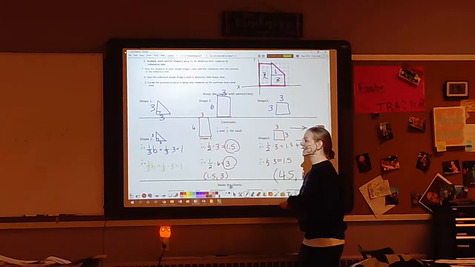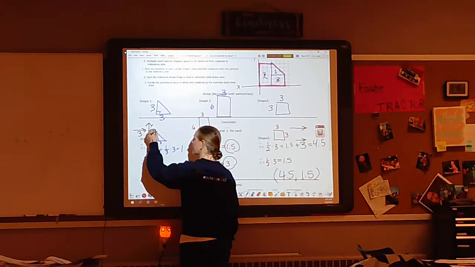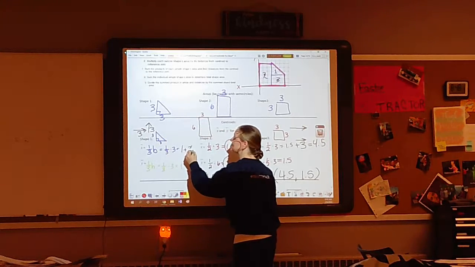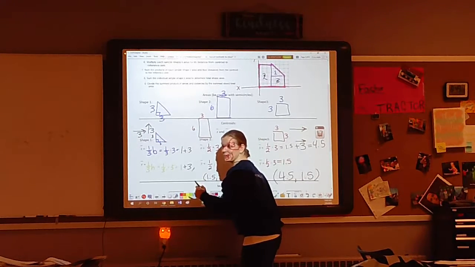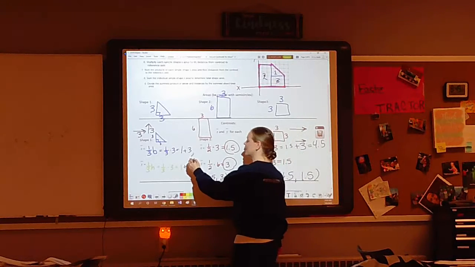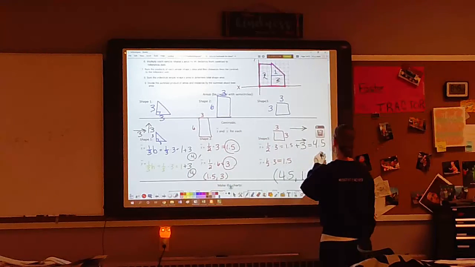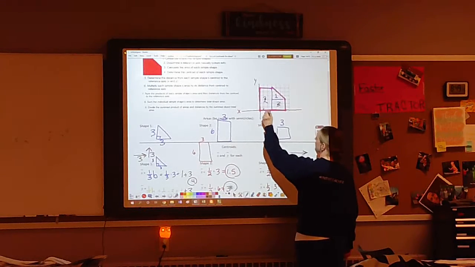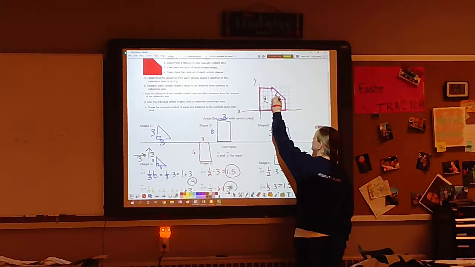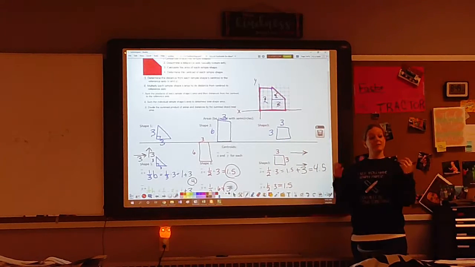Do you guys agree that the right angle went over 3 and up 3? All right, so this one we are going to add 3 to both of them. So I get 4 and 4. So if I get 4 and 4, hopefully, that looks so much better, doesn't it? All right. So all we have done is find the centroid of each one.